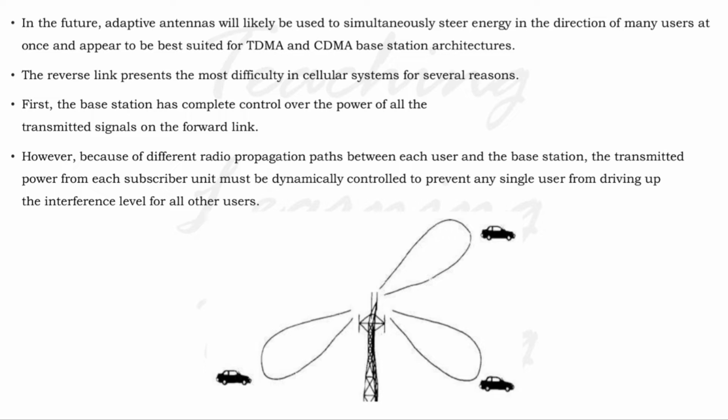The reverse link presents the most difficulty in a cellular system for several reasons. First, the base station has complete control over the power of all transmitted signals on the forward link. However, because of the different radio propagation path between each user and the base station, the transmitted power from each subscriber unit must be dynamically controlled to prevent any user from driving up the interference level for all other users. So these are all about SDMA.